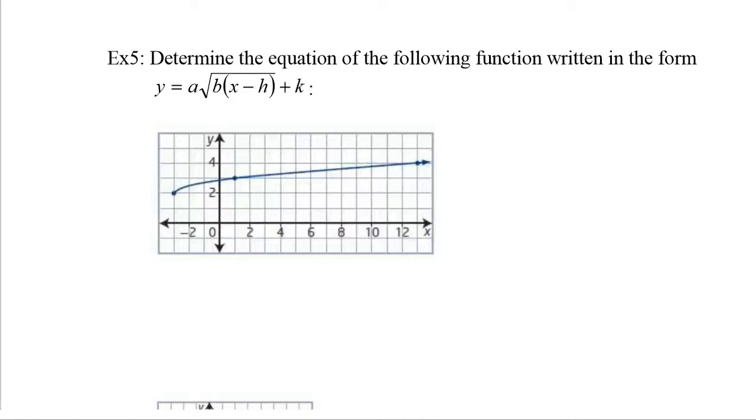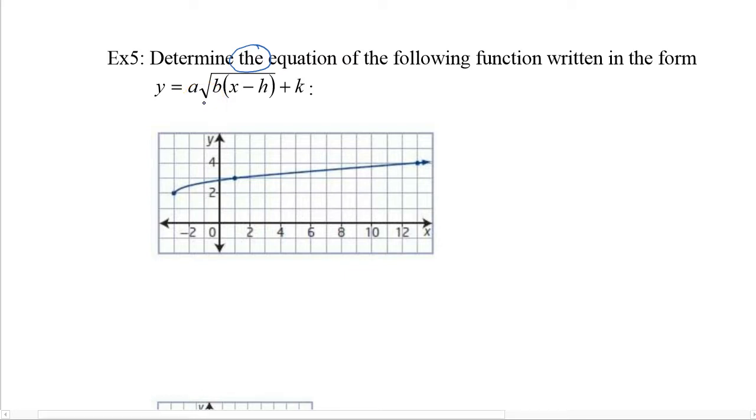All right, now looking at example 5, we have two examples to look at. It says determine the equation of the following function written in the form y is equal to, and we're familiar with that. So our job here is to look at the graph and then to determine what a, b, h, and k are. One thing to note is that it does say the equation, implying that there's only one. And to be honest with you, there is sometimes, with the a and the b, you can get more than one answer. I'll show you the way to get the simplest answer.